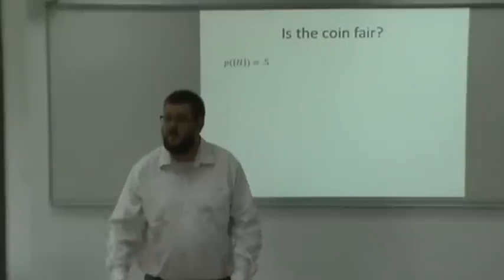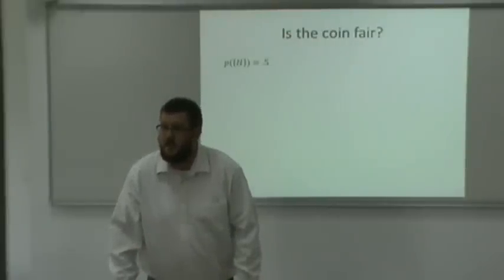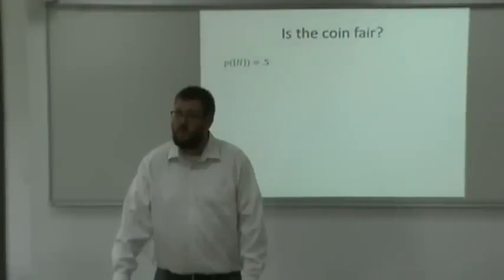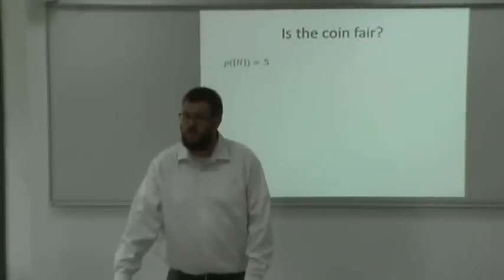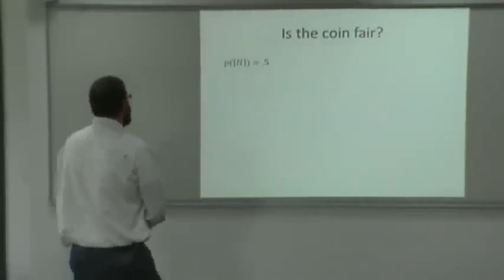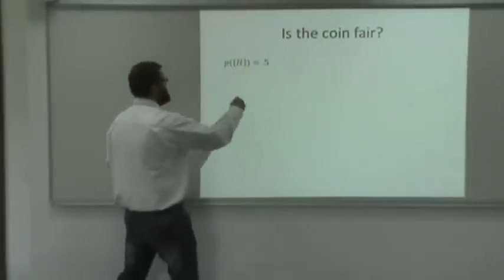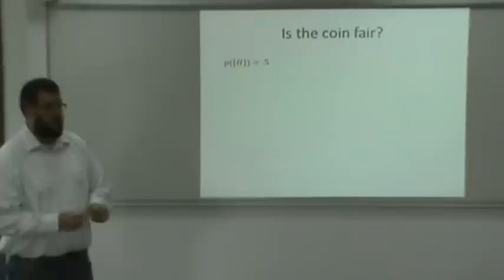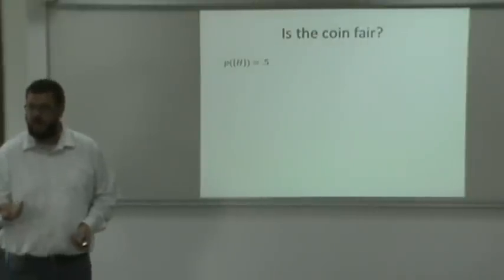Heads and tails are equal because the probability is 0.5. So the probability of this was 0.5, when the probability of a fair coin turning up heads is 0.5, right?